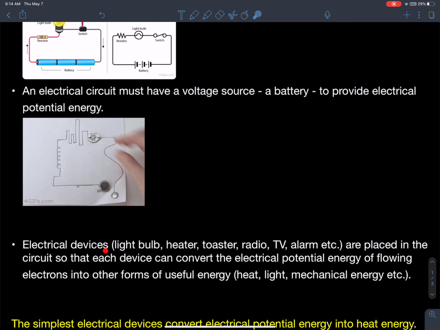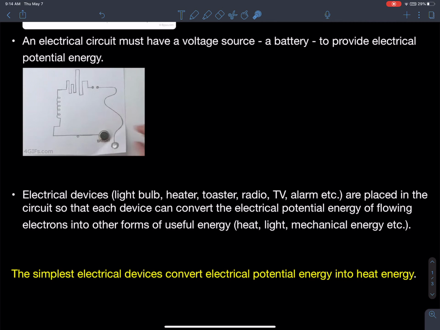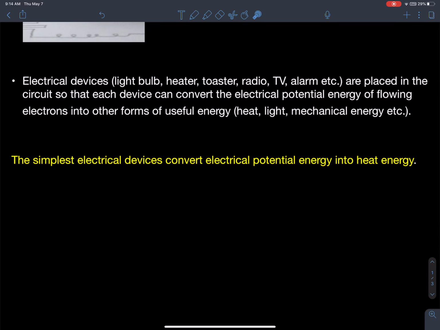So all electrical devices, a light bulb, heater, toaster, radio, TV, alarm, are placed into the circuit so that each device can convert the electrical potential energy into other useful forms of energy, such as heat, light, or mechanical energy. The simplest electrical devices that we're going to talk about this week are just devices that convert electrical potential energy into heat. Nothing else. And so how do we do that?